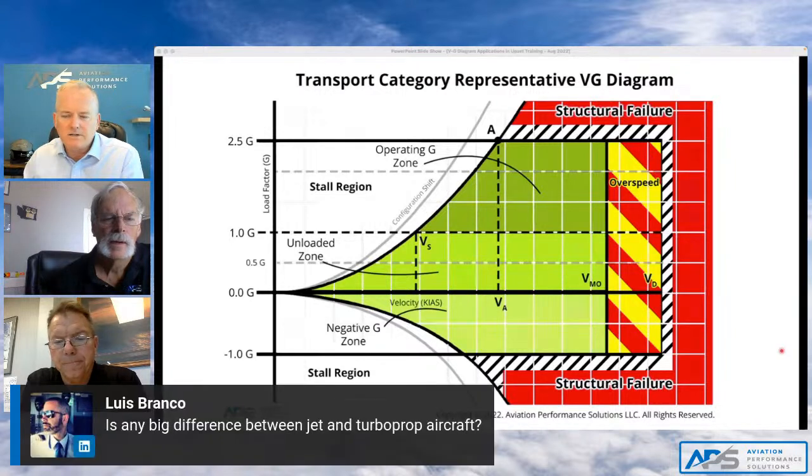Here's a question maybe we'll end on here today. Otter, is there any big difference between jet and turboprop aircraft? And I'm assuming it's in relation to VG diagram understanding and use.